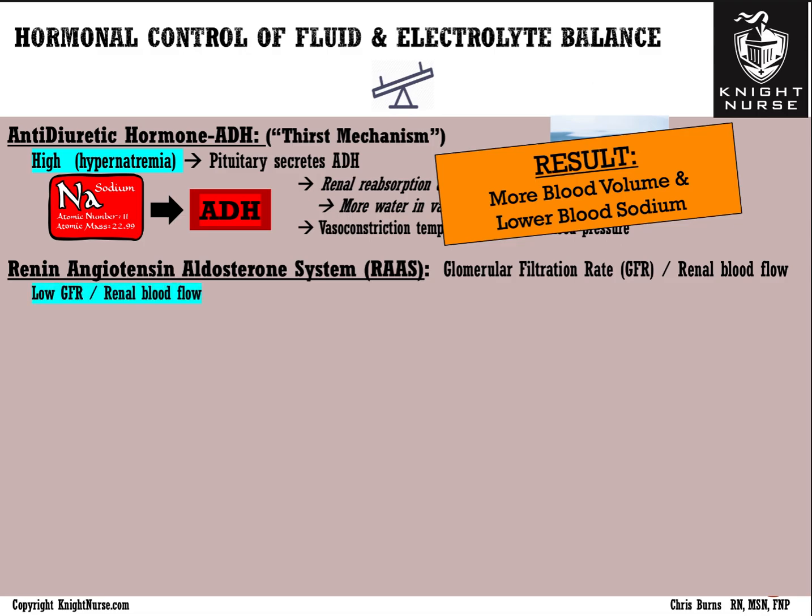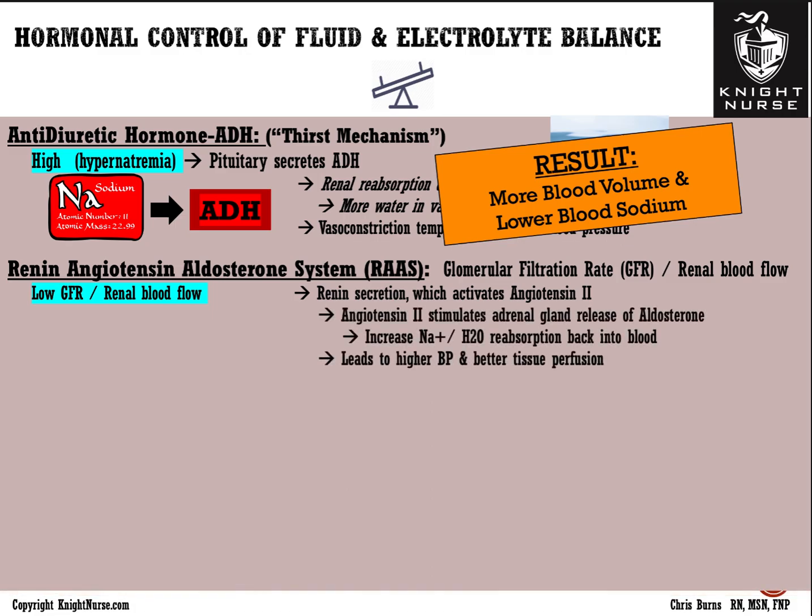Now the renin-angiotensin-aldosterone system, it is regulated by the kidney blood flow called the glomerular filtration rate. And whenever the kidney has low GFR, low glomerular filtration rate, then that will cause the kidney to release renin. Renin secretion activates another hormone called angiotensin II. It takes a couple steps to get there, but with angiotensin II, it stimulates the adrenal gland to release aldosterone.